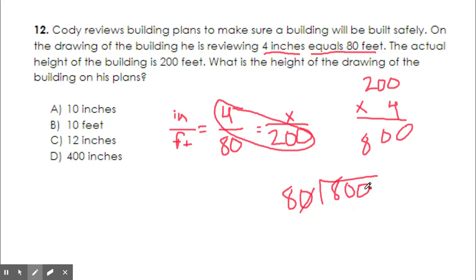Take out a 0, take out a 0. So 80 now divided by 8. 8 goes into 8 once. And I have a 0 there, and 8 goes into 0 times because I got to have a place value over each one. So it's 10, but be careful, it needs to be 10 inches.